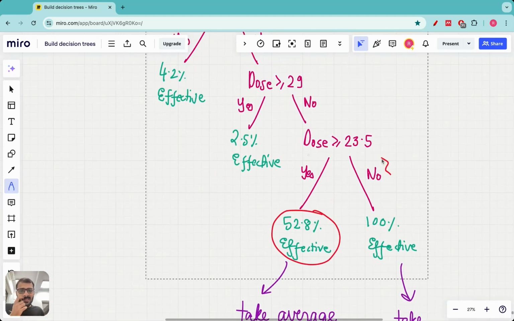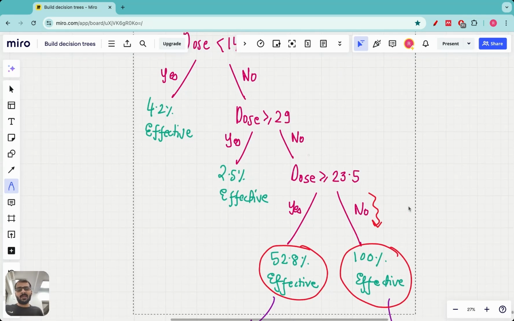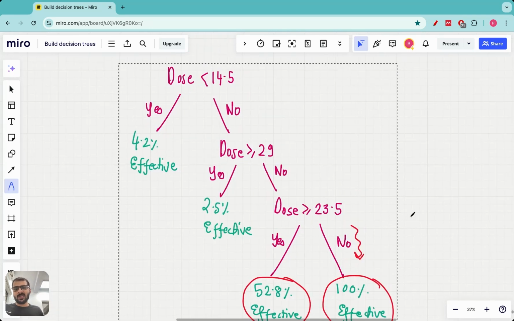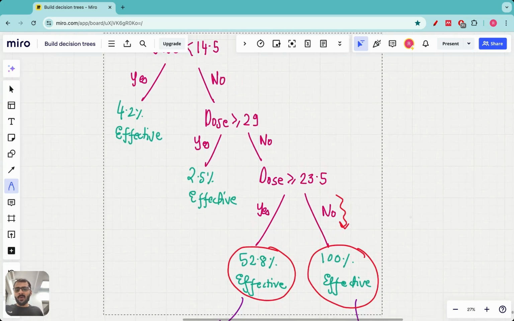So if you are in this category over here, which means that dose lies between 14.5 and 23.5, you will see that the answer is 100% effective. And you can see that now the entire decision tree is completed from scratch. And why do we know it's completed? Because now we have all the leaf nodes.